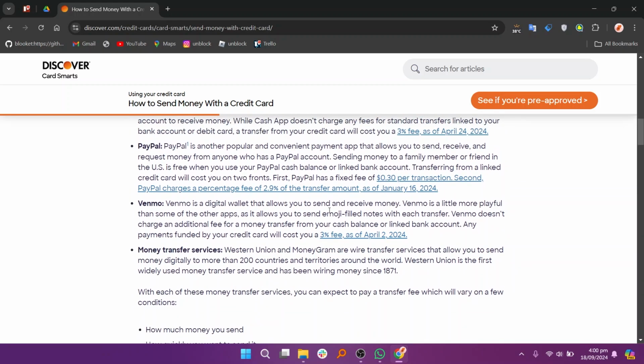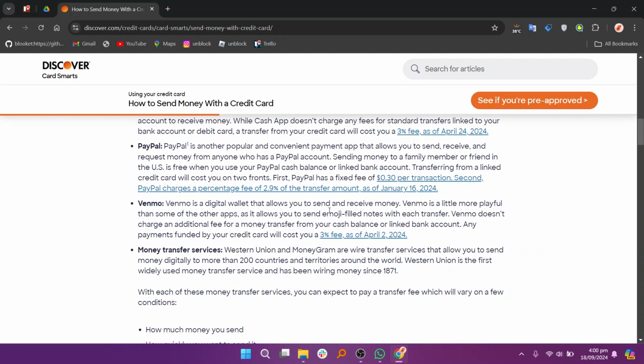Go to the Transfer or Withdraw section of the payment service. Select the option to transfer funds from your credit card to your bank account and enter the amount you wish to transfer. Once you've confirmed the transaction, check your bank account to ensure the funds have arrived.